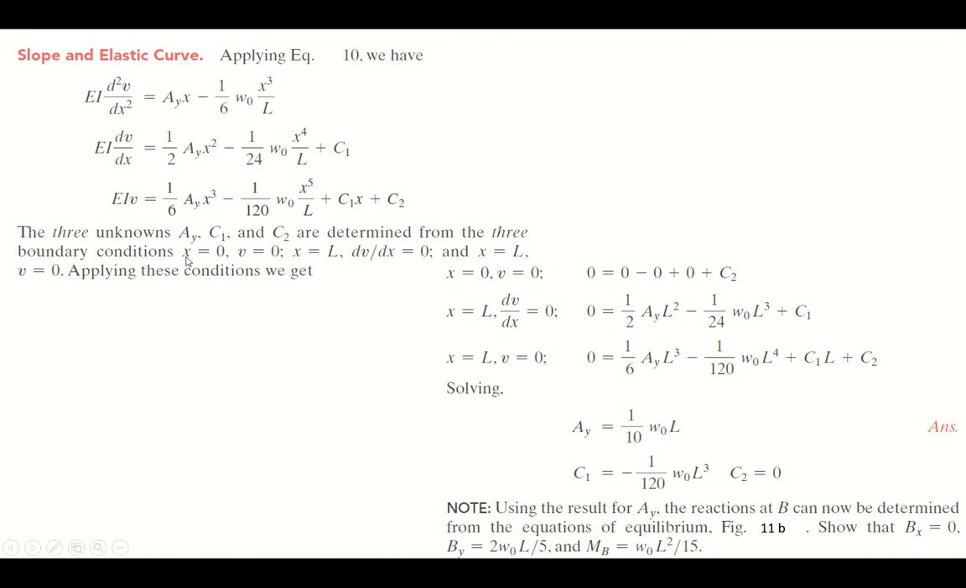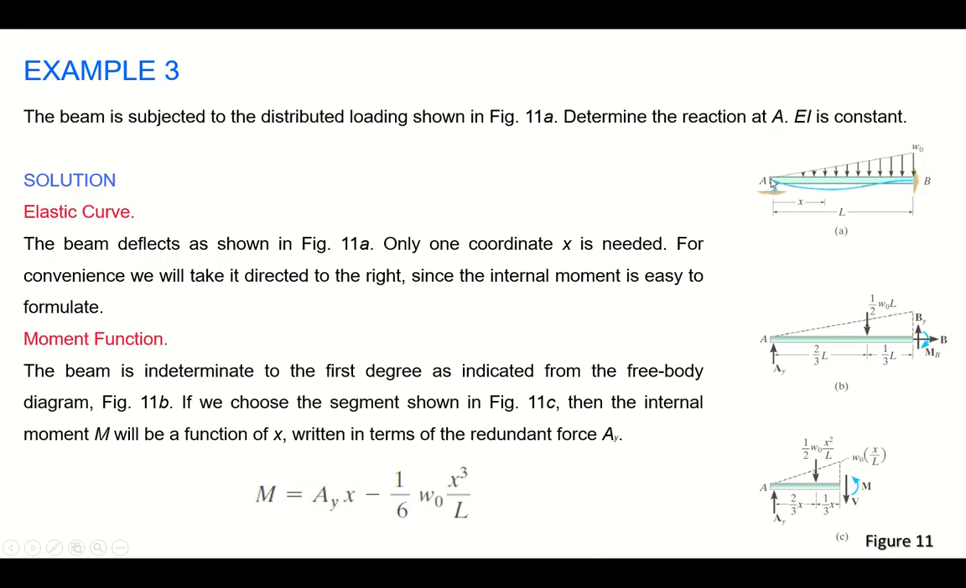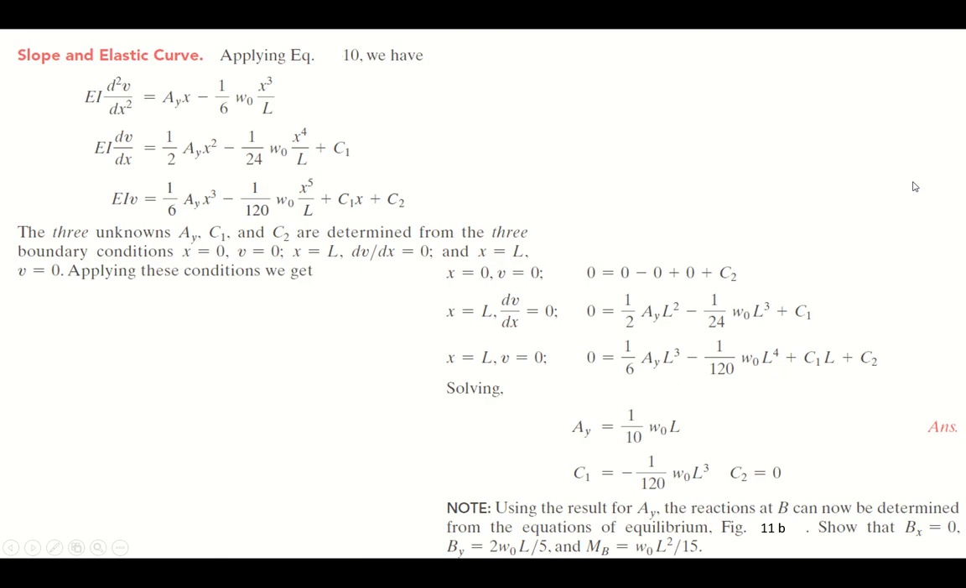What are those boundary conditions? As I explained earlier, at x is equal to 0, mu is equal to 0 here. Also at B, where x is equal to L, mu is equal to 0. See, at x is equal to L, the mu is equal to 0 as well as the slope is equal to 0, which is the rate of change of mu with respect to x.